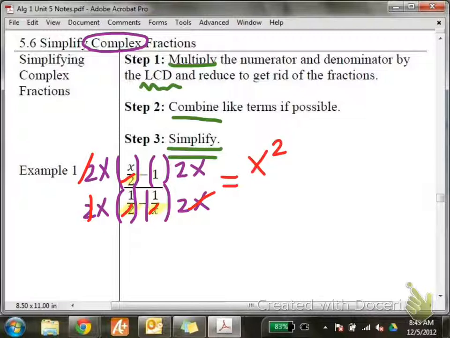What's minus 1 times 2x give me? Negative 2x, or minus 2x. Okay, now look at the denominator. X times 1, what does that give me? X. Minus 2. Good. Okay, do you think we are done?